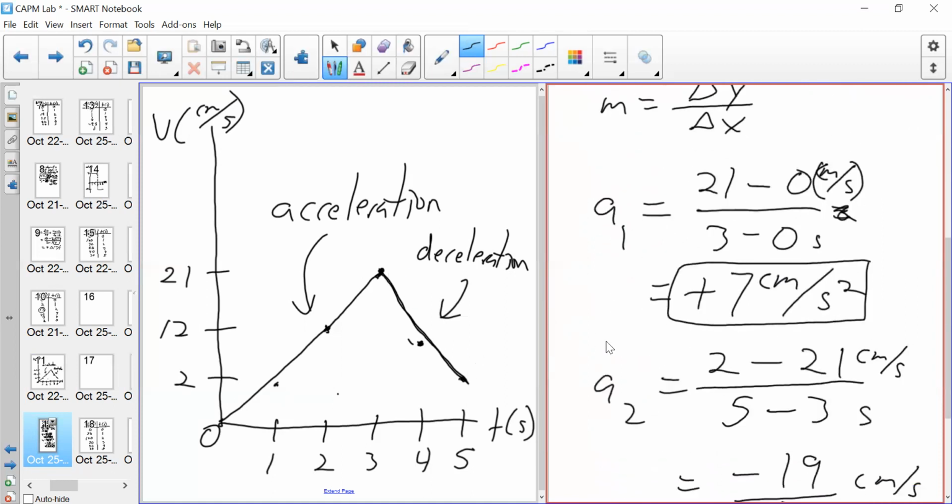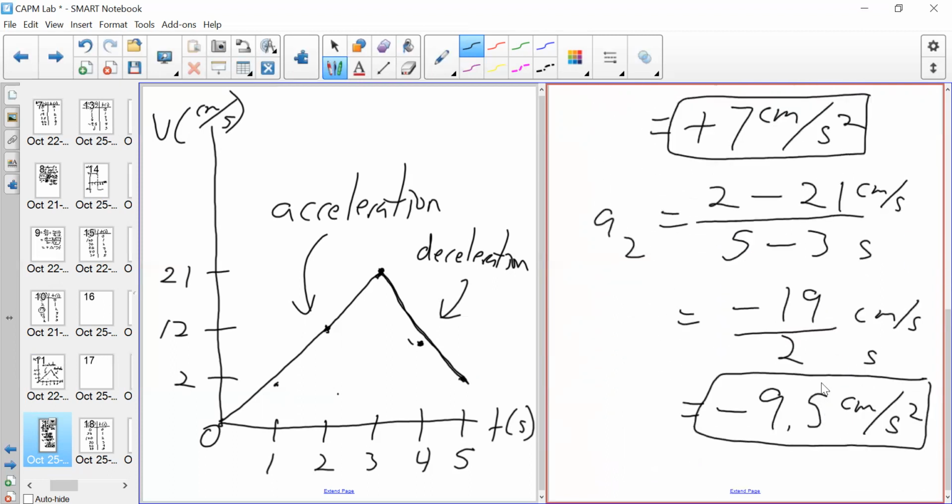Then from 3 to 5, my final point in velocity is 2. My initial is 21 centimeters per second divided by 5 seconds minus 3, 2, right? 2 minus 21 divided by 2, negative 19 divided by 2 is negative 9.5 centimeters per second squared.